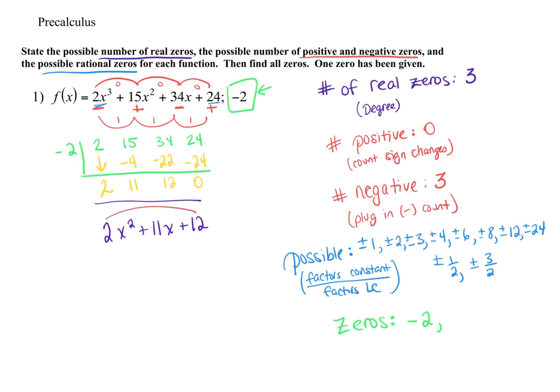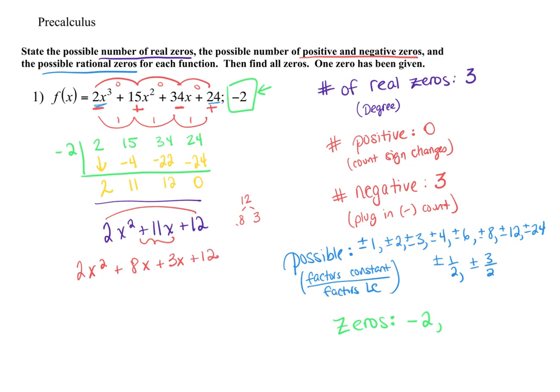2 times 12 is 24. Factors of 24 that add up to 11. What are my factors of 24 that add up to 11? Right, 8 and 3, hopefully. So I'm going to rewrite this middle term with those factors. I have 2x squared plus the 8x plus the 3x. That makes up my 11x. And then plus 12, right?